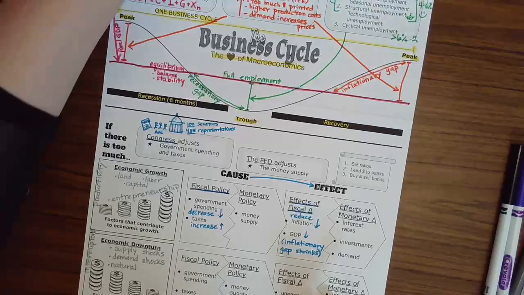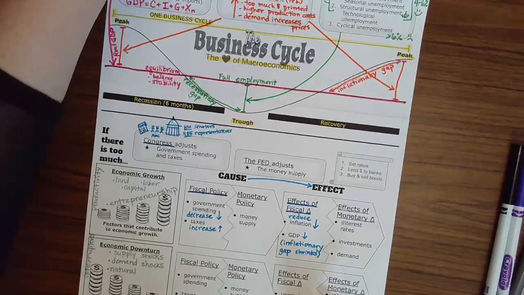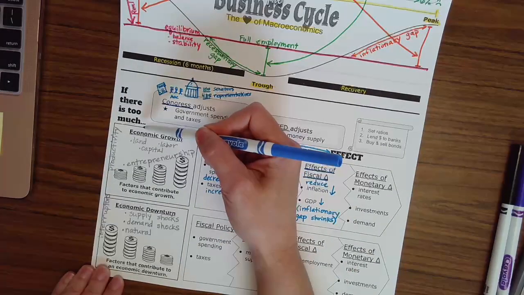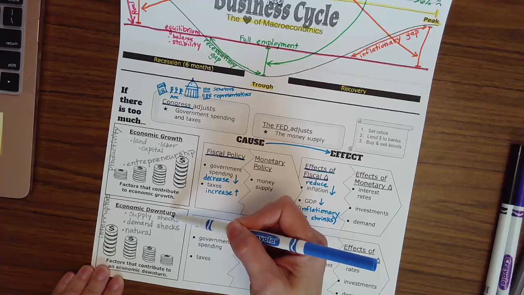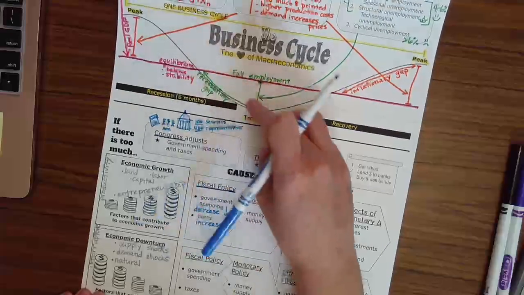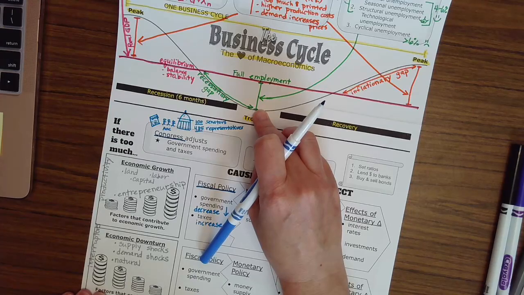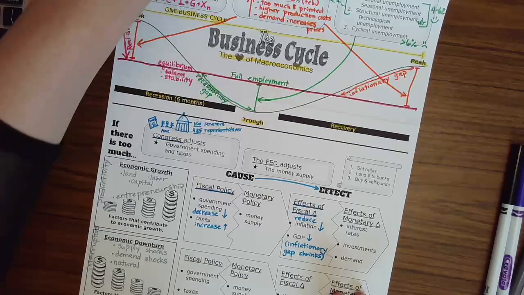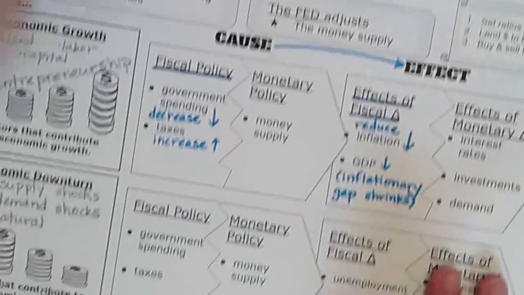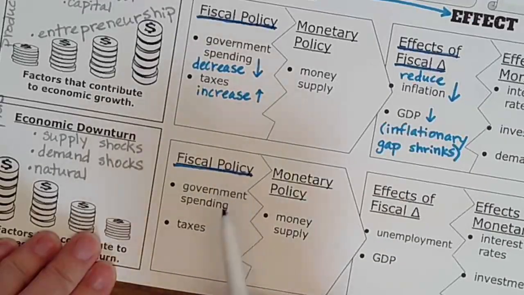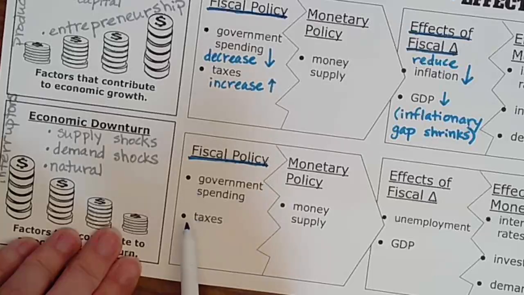Now, what if there is too much economic downturn? Same thing can happen, right? We can be down here in the trough, and Congress has a responsibility to respond to that and get us closer to equilibrium. So let's look at the fiscal policy down here, please. Fiscal policy. Say that with me again. Fiscal policy. Thank you. So again, it's the government spending and the taxes.